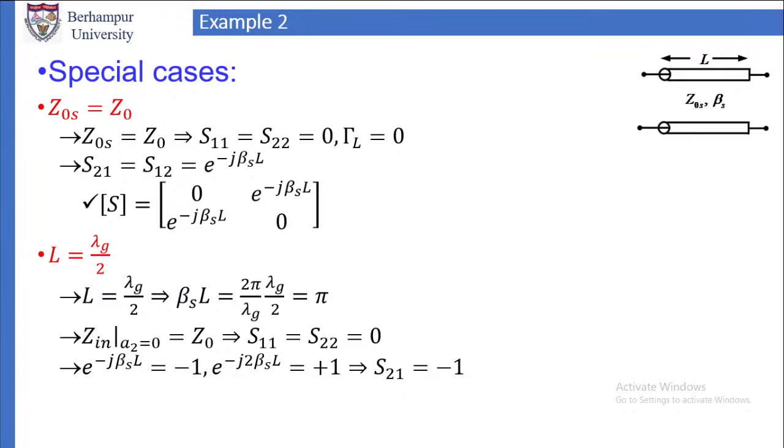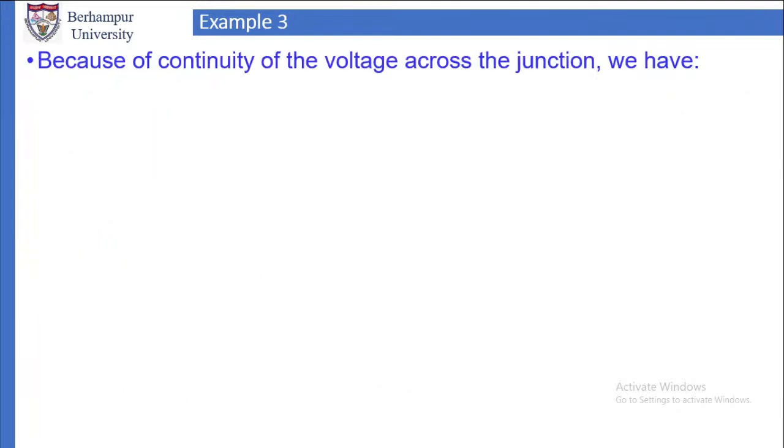So the S matrix under this condition will be S is equal to 0, minus 1, minus 1, 0. A 2 cross 2 matrix: 0, minus 1, minus 1, 0.